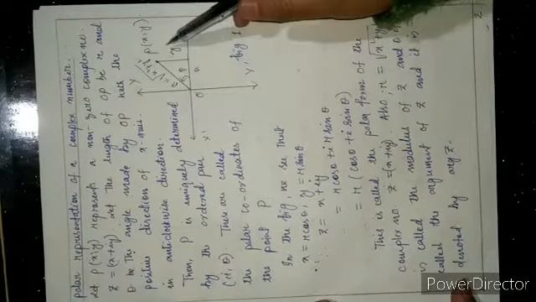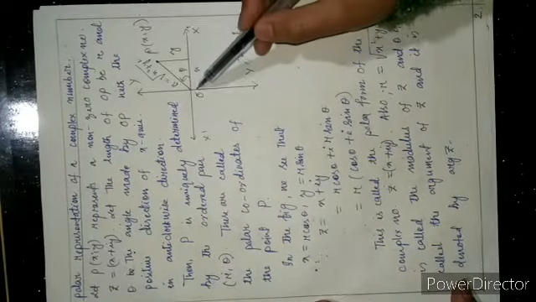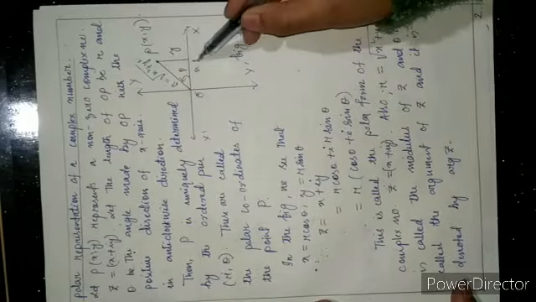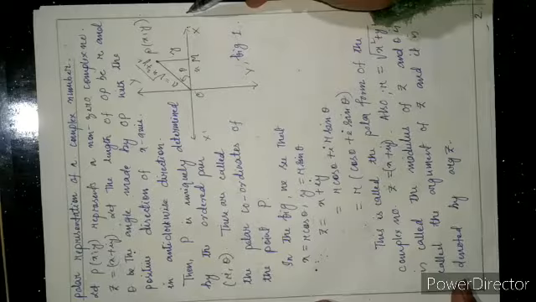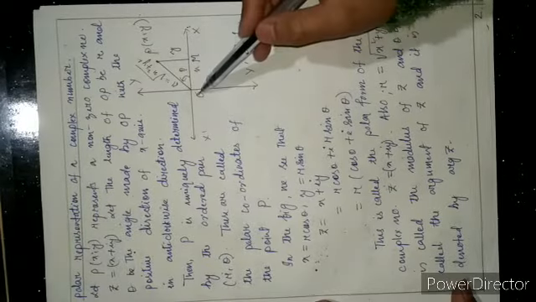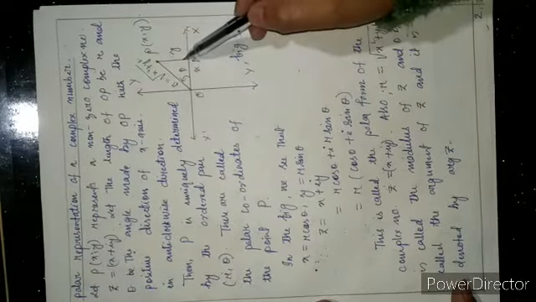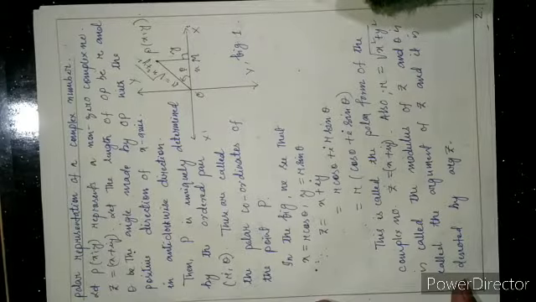In the figure we see that from P we draw PM, which is perpendicular to x-axis. Then we have a right angle triangle OPM, right angled at M.